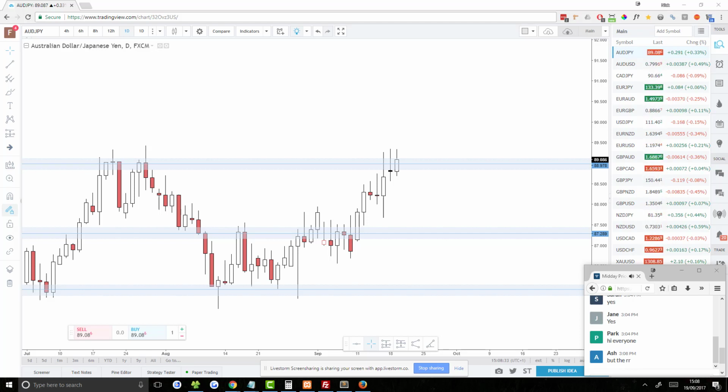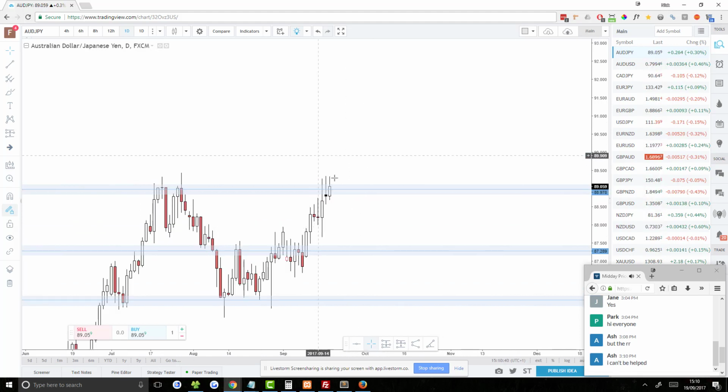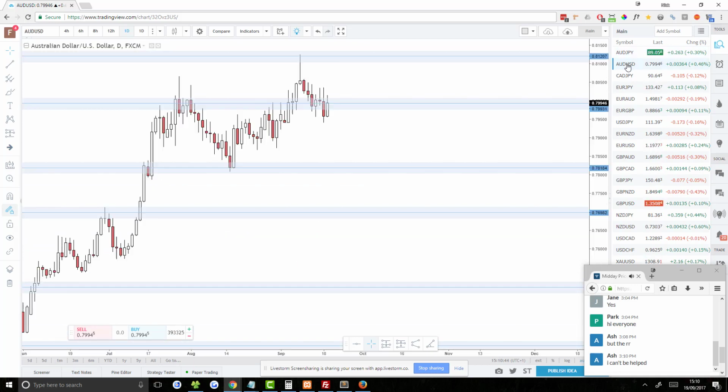Maybe buyers retain control of price and they keep pushing up. So I'm not saying that we're going to get a reversal. I'm saying we have to keep a close eye on it and we might get a reversal setup. So potential setup on AUDJPY, guys. Cool. AUDUSD. What's going on with AUDUSD?